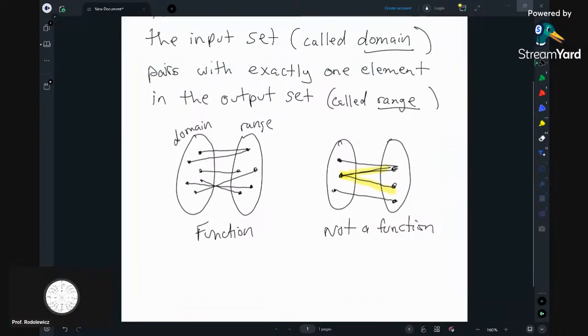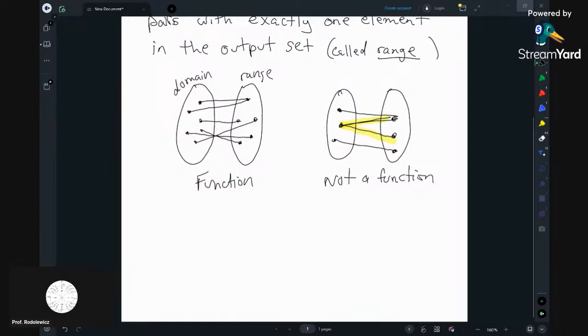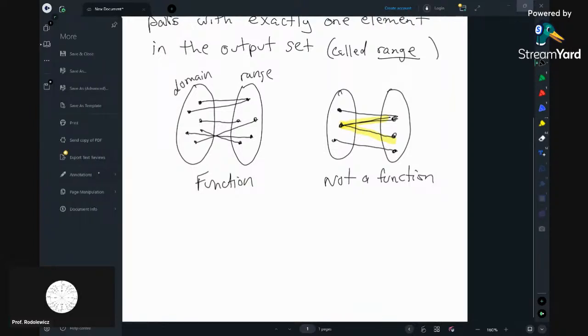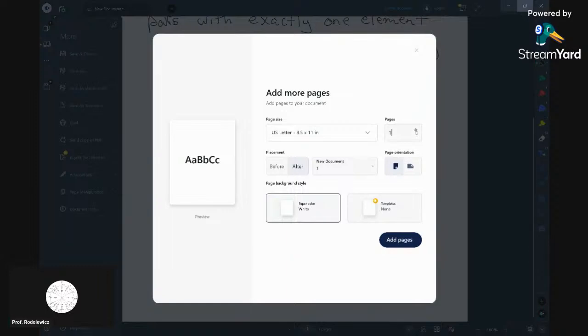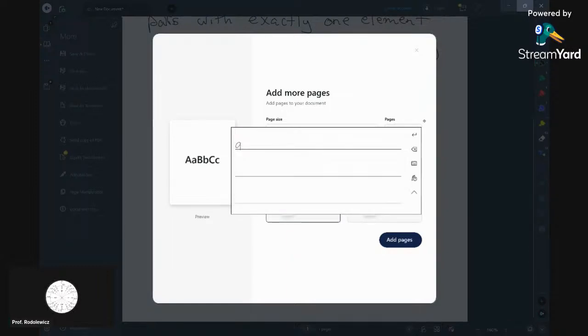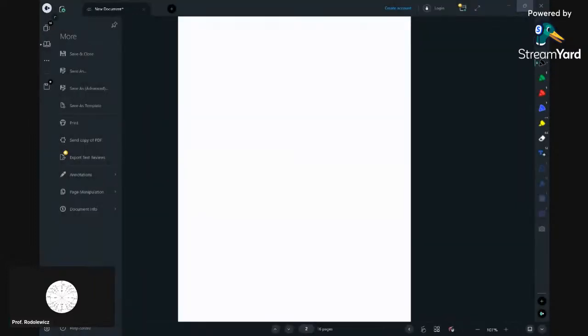I swear I made this more pages, but all right. I want a lot more pages. All right.